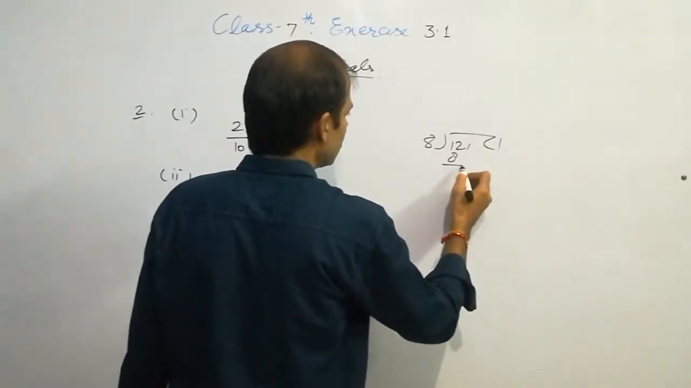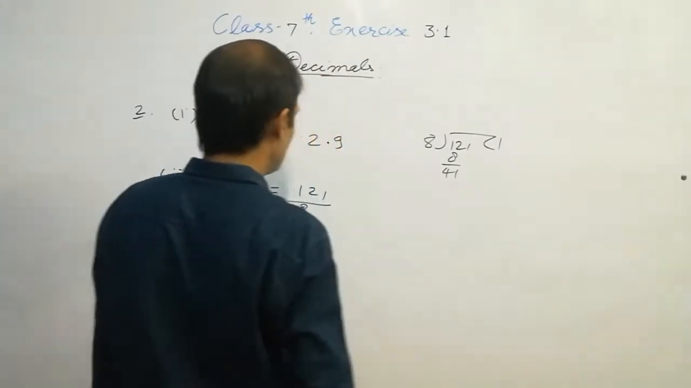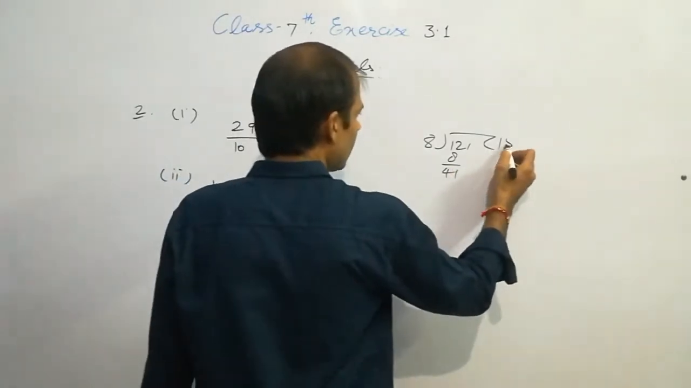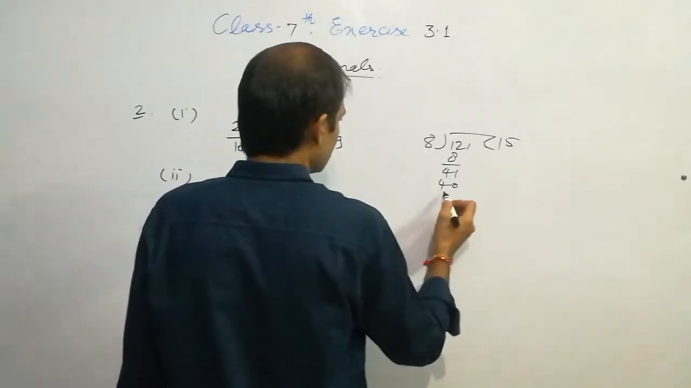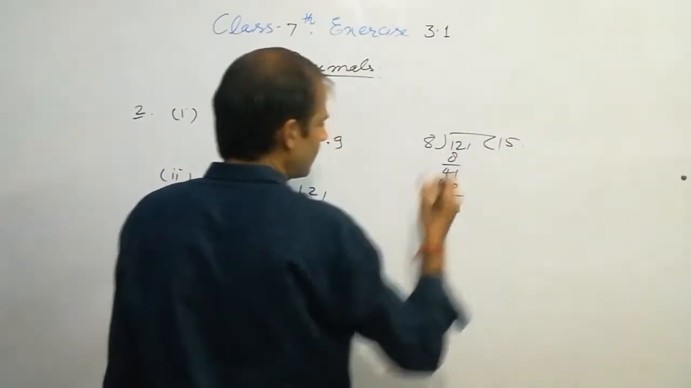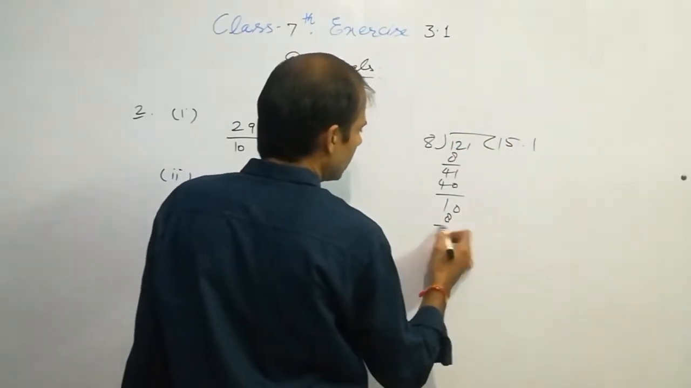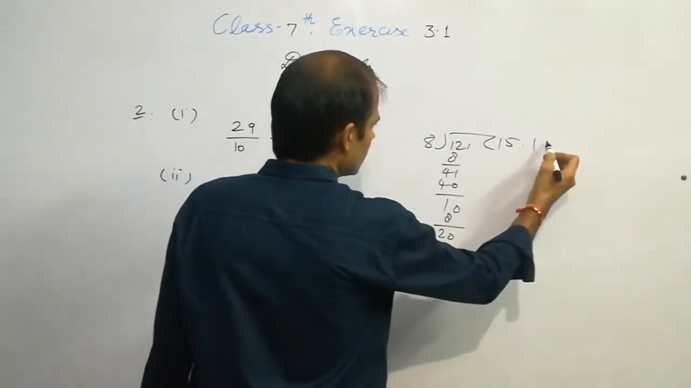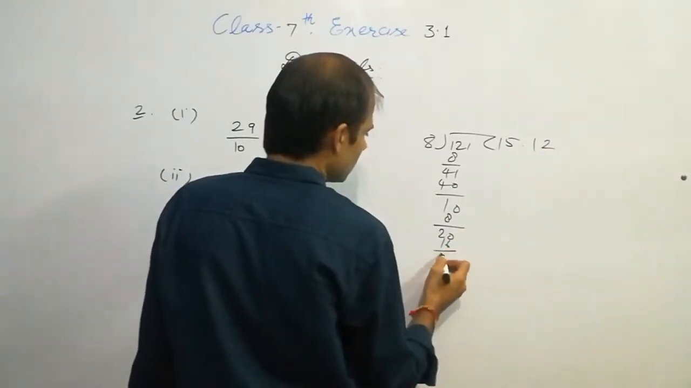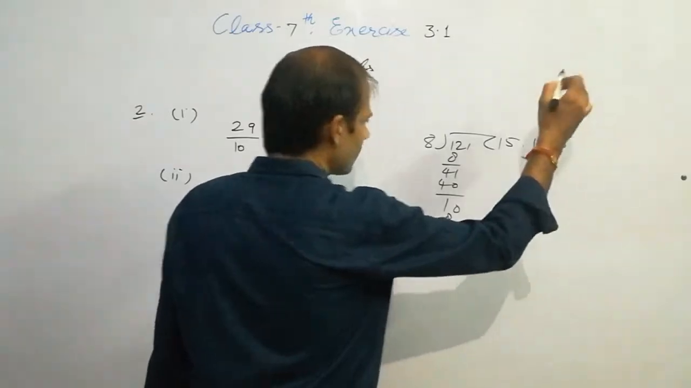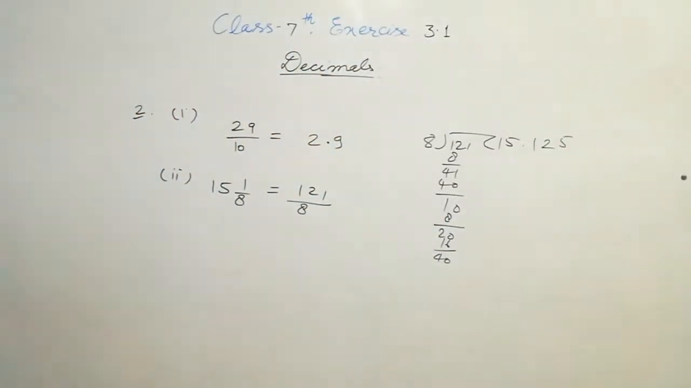8 1 ja 8, 4 and 1. So it is 8 5 ja 40, 1 and 0. Write a decimal. 8 1 ja 8, 2 and 0. 8 2 ja 16, 4 and 0. 8 5 ja 40. So the answer is 15.125.